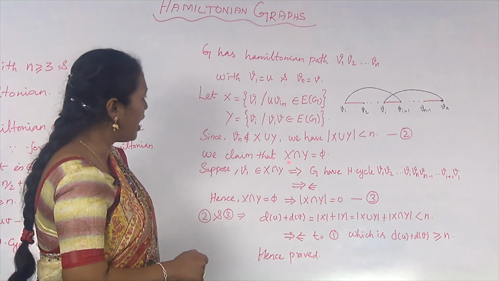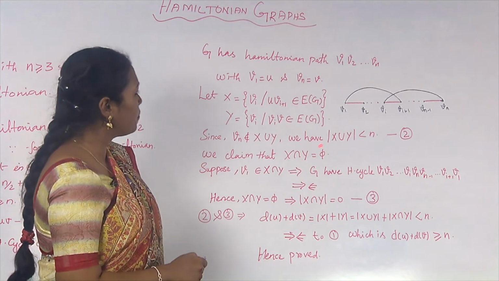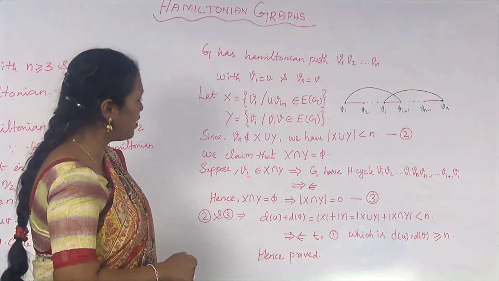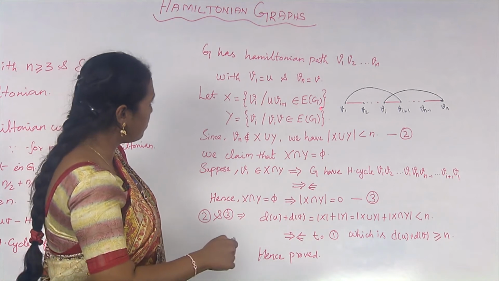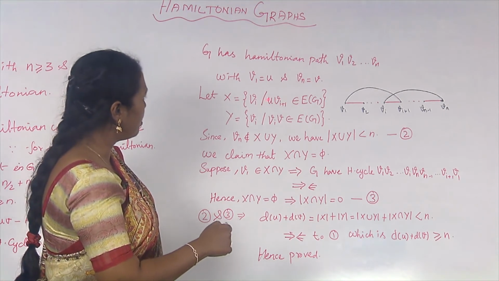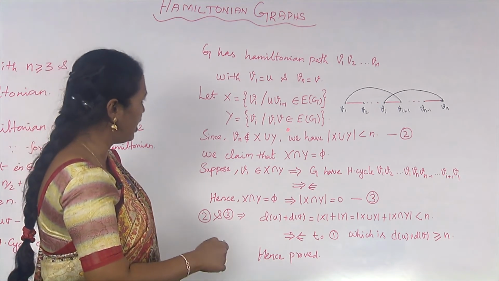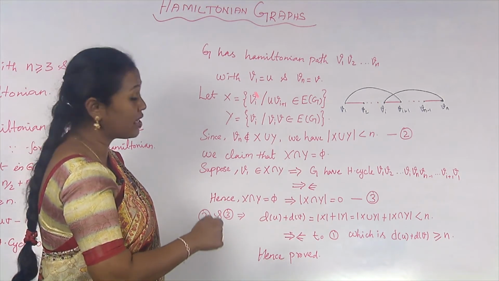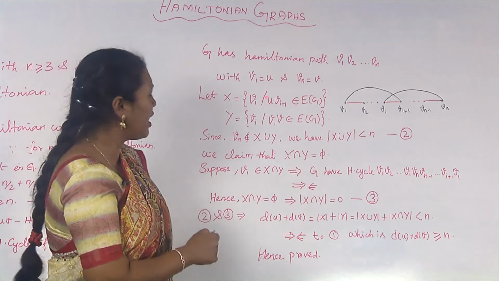We claim that X intersection Y is phi, the empty set, but you need to prove this, and we will go by contradiction. Suppose there is a vertex V1 belonging to X intersection Y. X being the set of all vertices which are adjacent with U, and Y being the set of all vertices which are adjacent with V, we are claiming that these two sets are going to be disjoint. There is not going to be even a single element common to both X and Y.